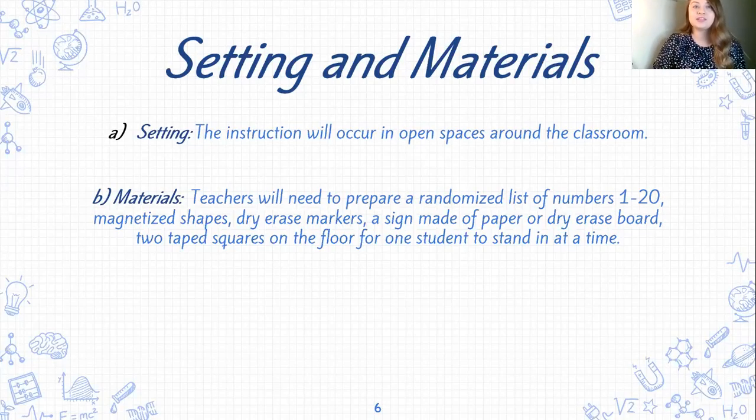The things that you will need for this lesson is an open space in which students can view the whiteboard freely and have access to the following materials. Teachers will need to prepare a randomized list of numbers 1 through 20, magnetized shapes, dry erase markers, a sign for each student made out of paper or a dry erase board, 2 taped squares at least on the floor for 1 student to stand in at a time.